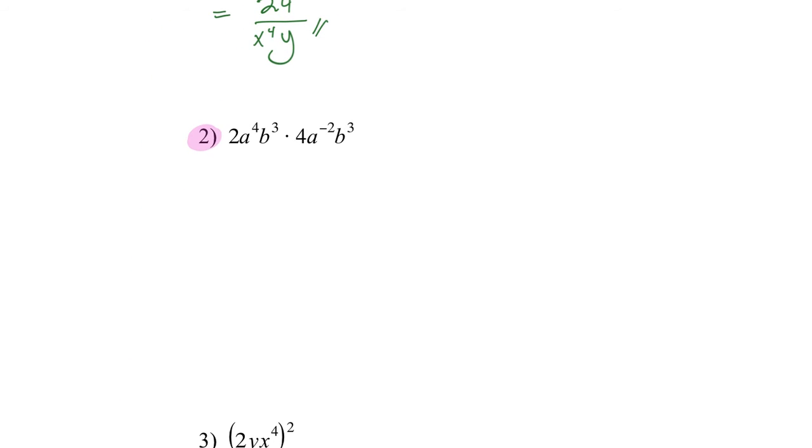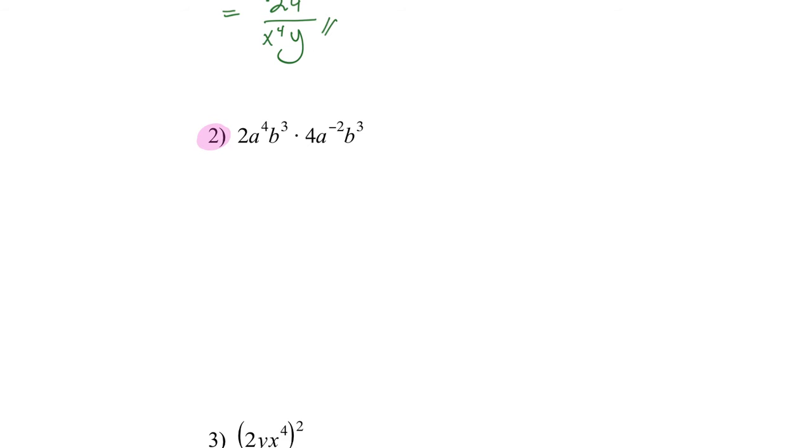Okay, next one. Again, I'm going to start by multiplying the numbers. So 2 times 4 is 8. Then I'm going to take a, 4 plus negative 2, and b, 3 plus 3. So that means it is 8 a squared b to the 6.